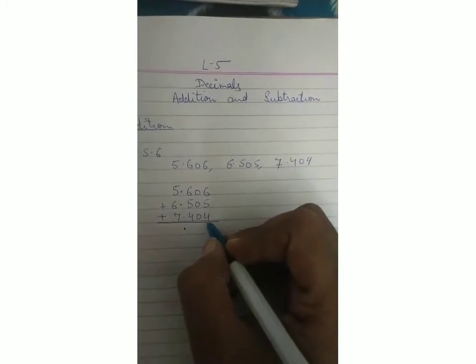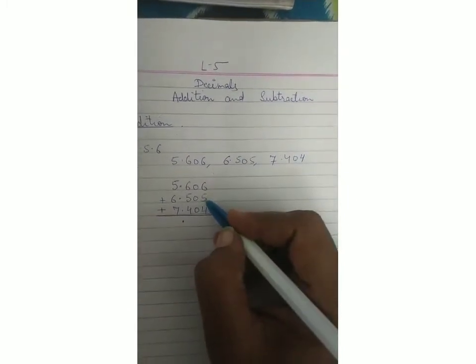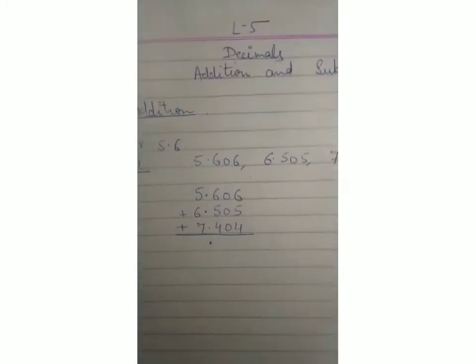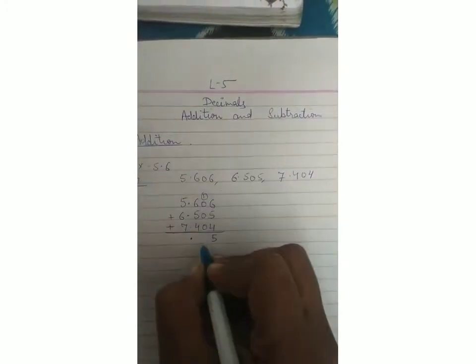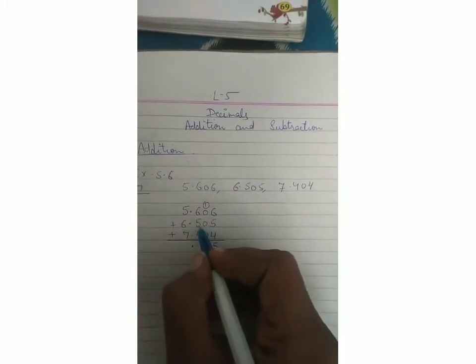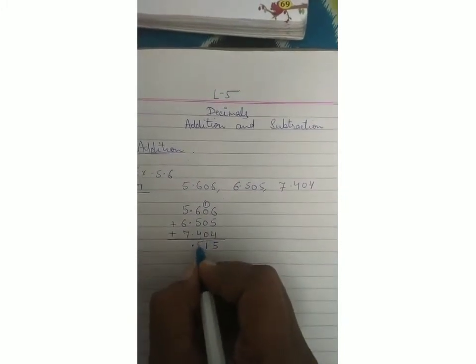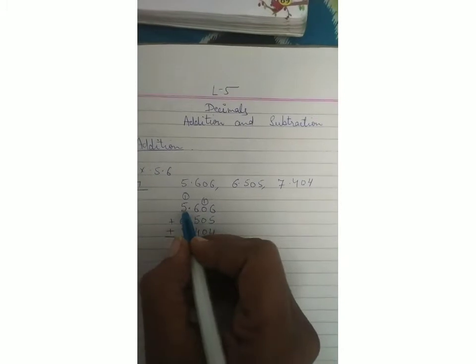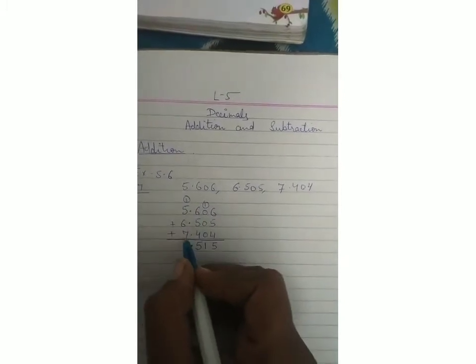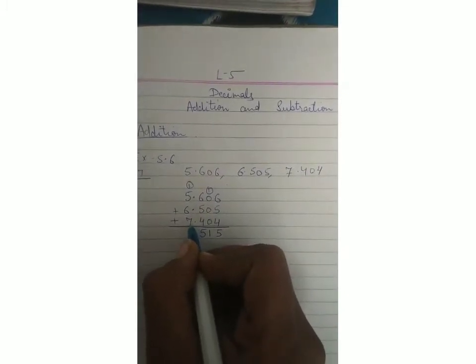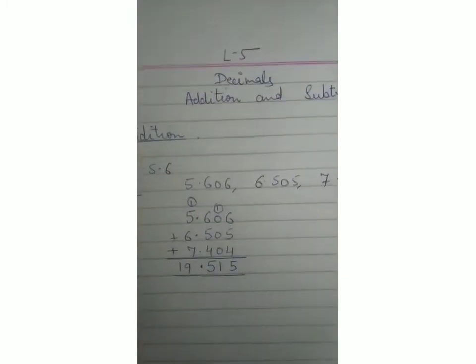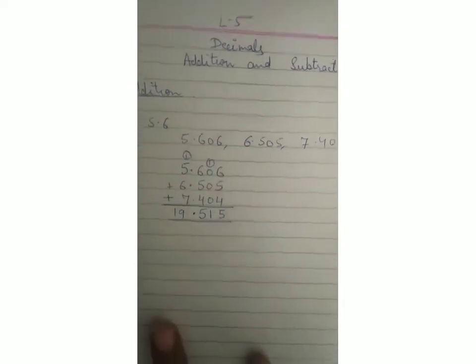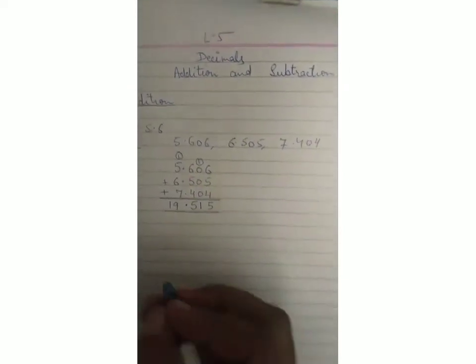So we will start adding. 6 plus 5, 11. 11 plus 4, 15. So I will write 5 and carry 1. Again 6 plus 5 is 11, plus 4, 15. 5 I'll write, I'll carry 1. 5 plus 1, 6. 6 plus 6, 12, plus 7, 19. So my answer is 19.515.